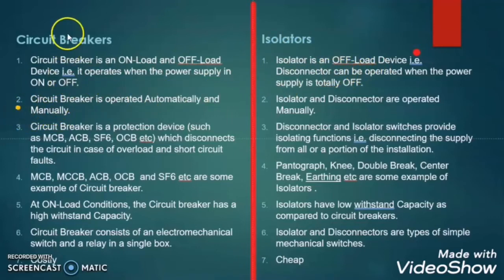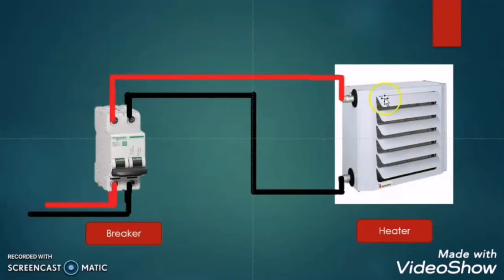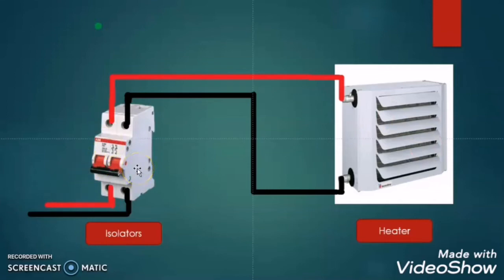The second difference between the circuit breaker and isolator is that the circuit breaker is operated automatically and manually, while the isolator or disconnector is operated only manually. What does it mean? It means that if any problem occurs in the load, then this circuit breaker can operate itself automatically, or we can go there and turn the circuit breaker off manually. So this circuit breaker has a mechanism to operate itself automatically by sensing the problem in the circuit or in the load. But the isolator has no mechanism to operate itself automatically.